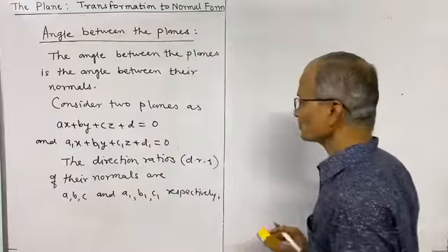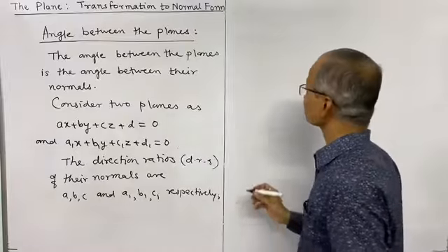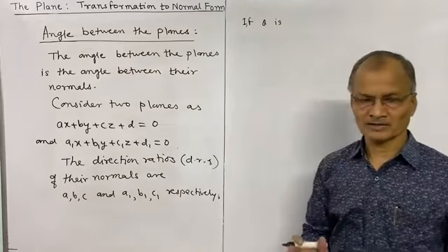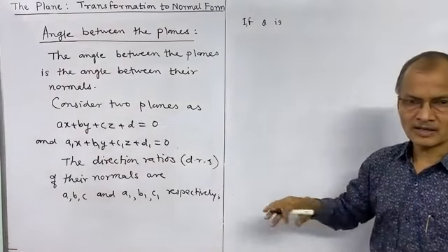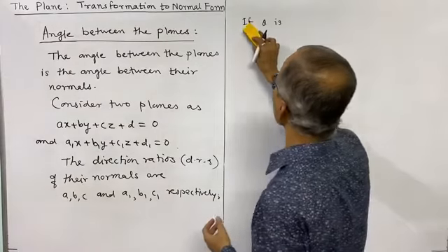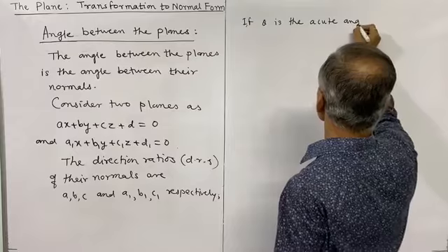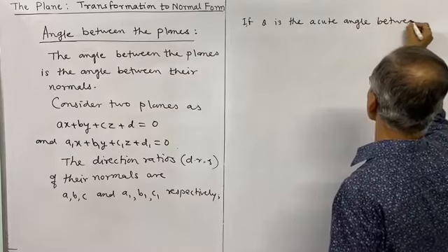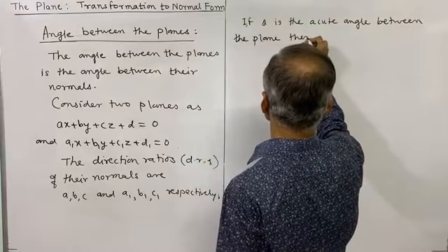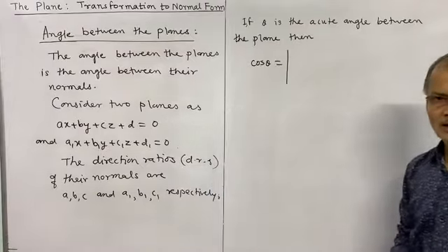Now suppose theta is the angle between the planes, and that is the angle between the normals. There will be two types of angles, an acute smaller angle and a bigger angle, that is, less than 90 and greater than 90. So if you want the acute angle, and if theta is the acute angle between the planes, then we will have cos theta, and we will have to write only the absolute value.